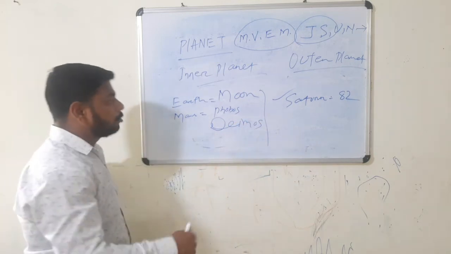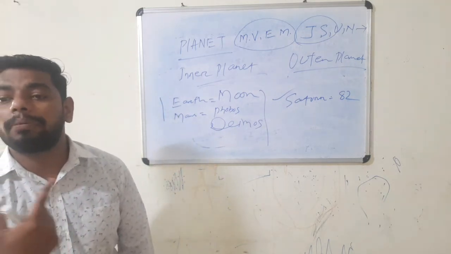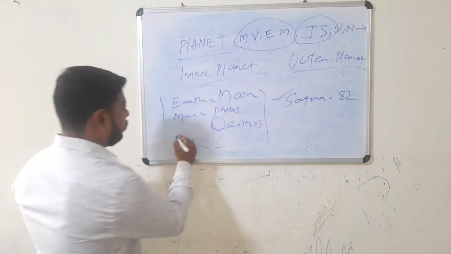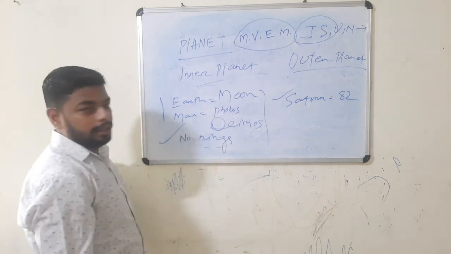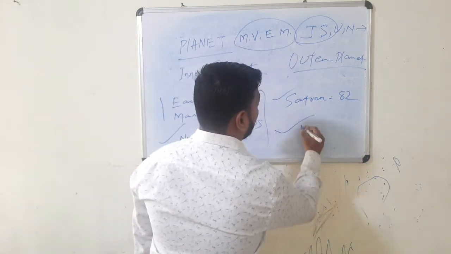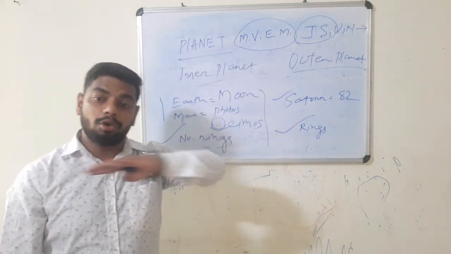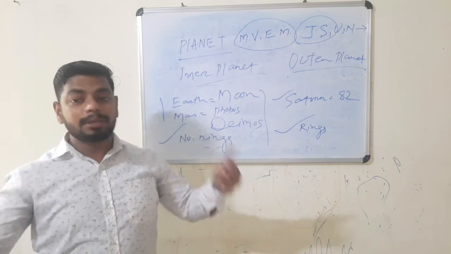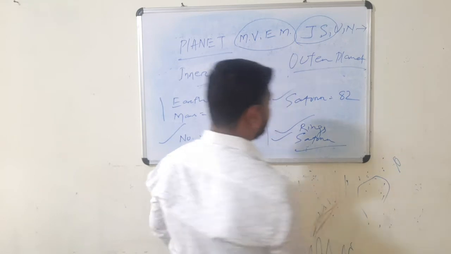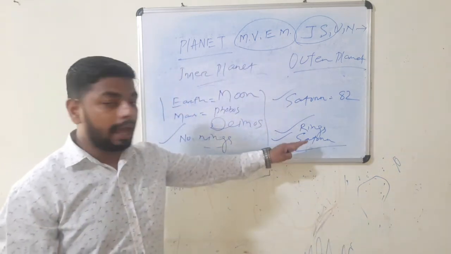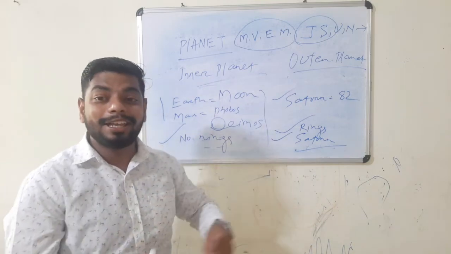In fact, another difference is there. The inner planets don't have any rings. But the outer planets have rings. Jupiter, Saturn, Uranus and Neptune all have rings. But the rings of Saturn are quite spectacular. So don't get confused, my dear students, that only Saturn has rings. No. All the outer planets have rings, but Saturn's ring is quite spectacular.